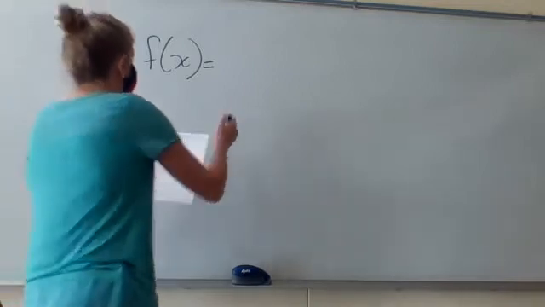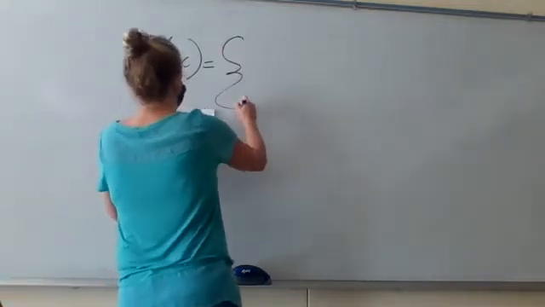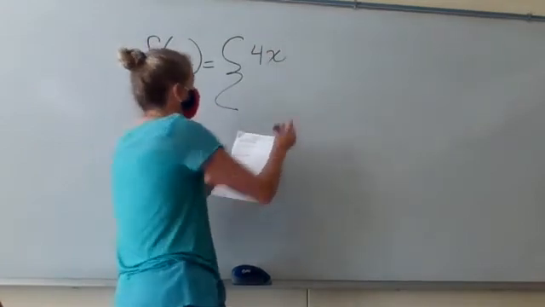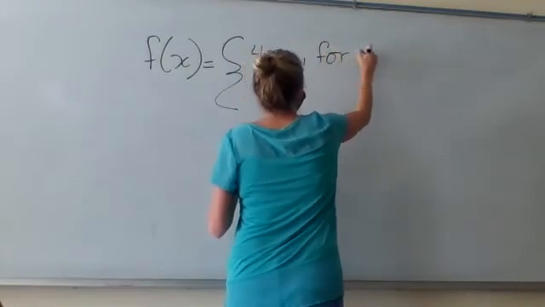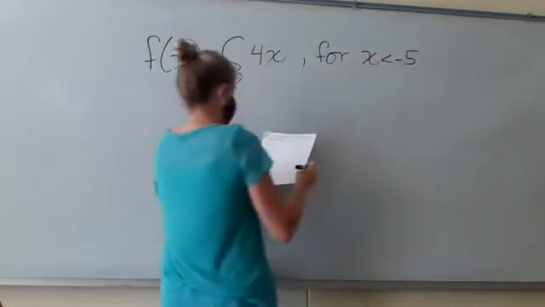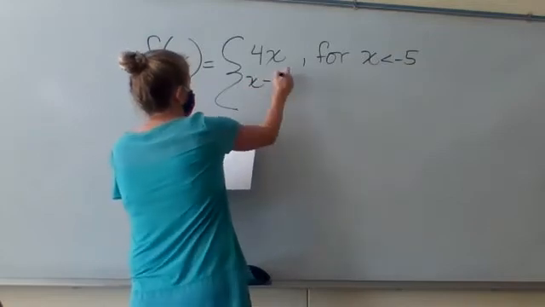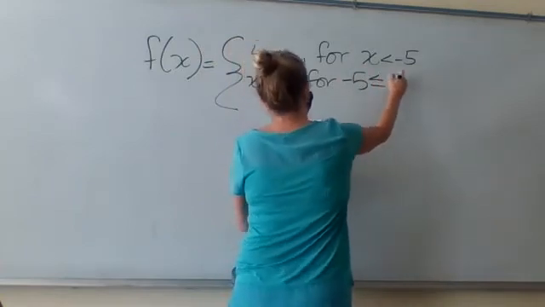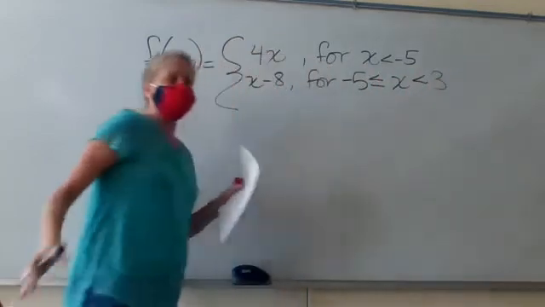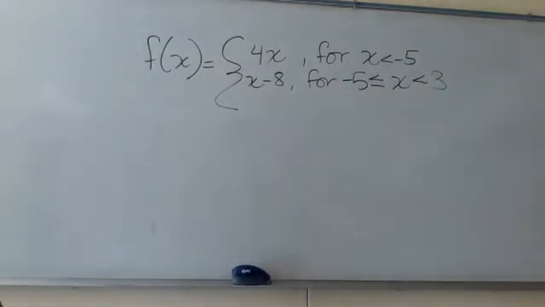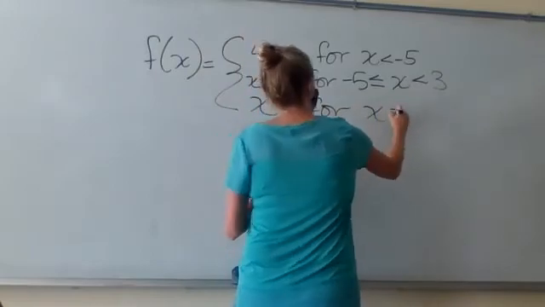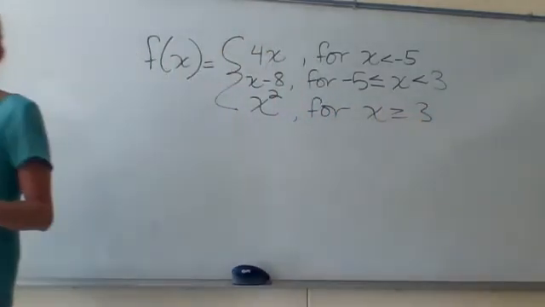Number 2, f of x equals, again, there's 3 different pieces. F of x equals 4x for when x is less than negative 5. F of x equals x minus 8 for when negative 5 is less than or equal to x, which is less than 3. So pretty much means between negative 5 and 3. And f of x equals x squared for when x is greater than or equal to 3. So there's my 3 spots.